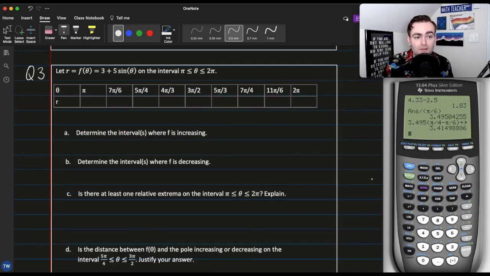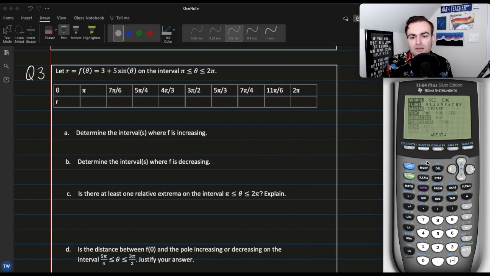Let's get started. So first thing I'm going to do is I'm going to plug this into my y equals screen. Got to make sure I'm in polar mode. So my y equals screen, 3 plus 5 sine theta. That is not what I want. Sine theta. There we go. So this is a limaçon.